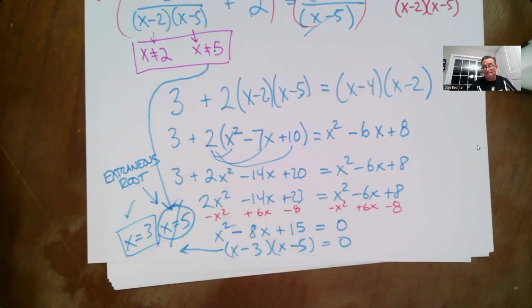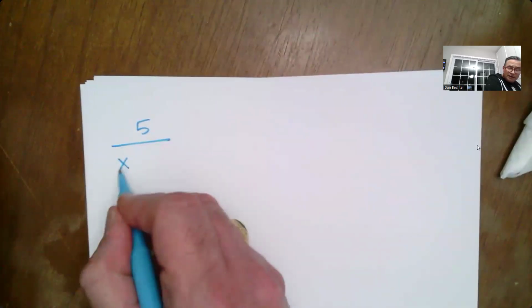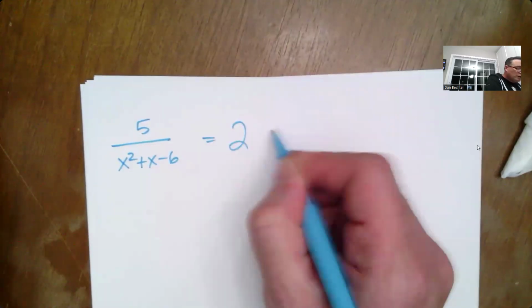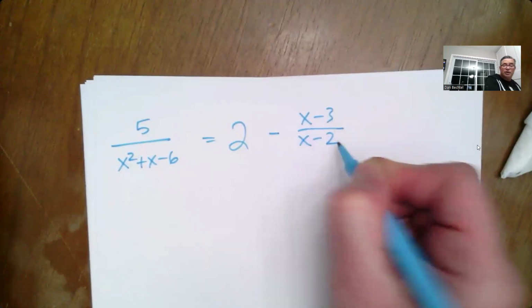Okay, really quickly, I think I only have one more problem to go through to make sure you guys know what to do. And then we're going to just kind of rock it on out and we should be done with it all. Okay, so last example with what we're doing here, I am going to have 5 over x squared plus x minus 6 is equal to 2 minus x minus 3 over x minus 2.